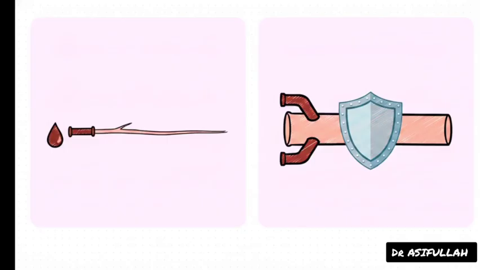But contrast that with the left posterior fascicle. This one is thick, short, broad, and boasts the highly robust dual blood supply from both the LAD and the right coronary artery. Because it's so well protected, an isolated block in this posterior pathway is exceptionally rare, and if you do see it, it usually points to some severe diffuse underlying pathology.